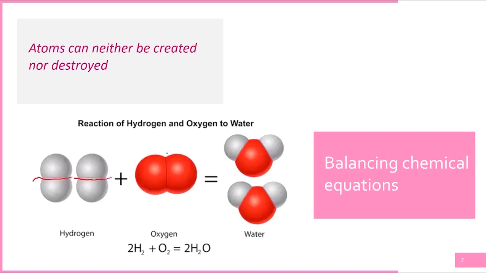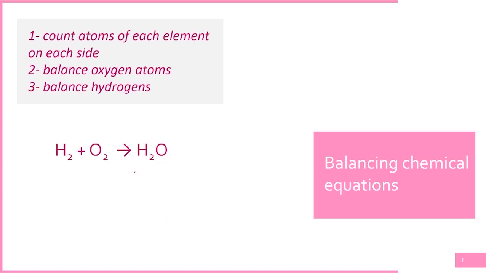Bonds are broken and new bonds are formed. This reformation of new bonds creates new compounds. We represent the reaction between reactants to produce new compounds, products, using chemical equations.